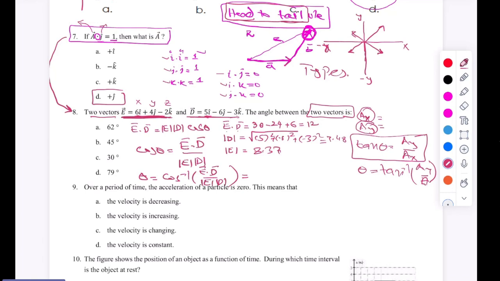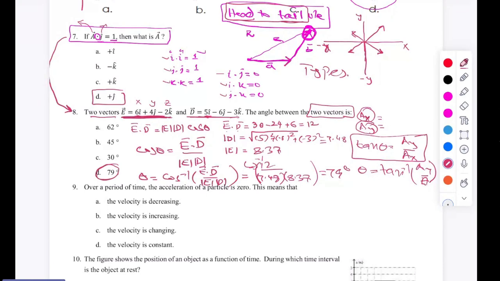So when we substitute the values over here and calculate the angle, E dot D is 12, and then we divide by 7.48, and then 8.37, and then cos inverse. So you take the angle, you will get 79 degrees.